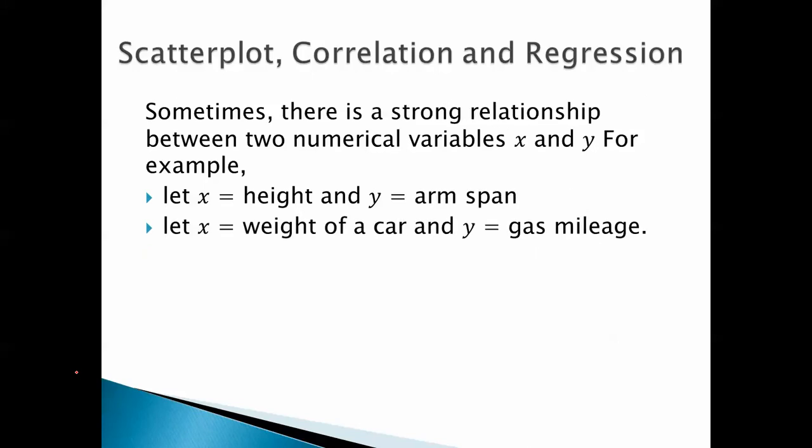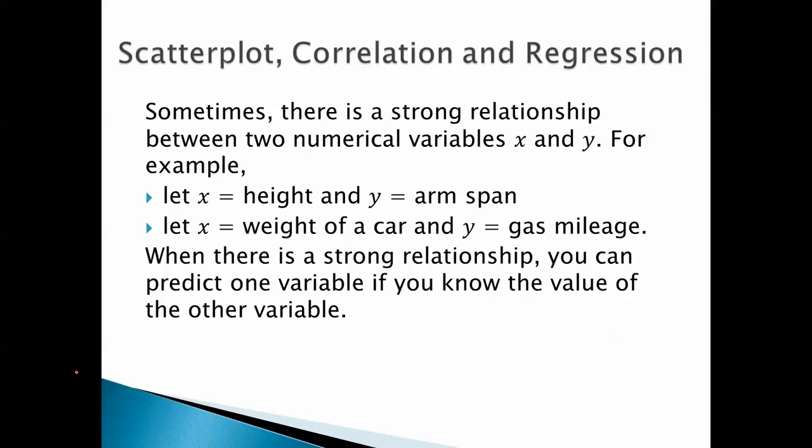But sometimes there is a strong relationship between two numerical variables, x and y. For example, let x equal height and y equal arm span. As the height of a person goes up, the arm span tends to go up as well. Let x equal the weight of a car and y equal the gas mileage. As the weight of a car goes up, the gas mileage tends to go down. Again, there's a strong relationship between the two numerical variables.